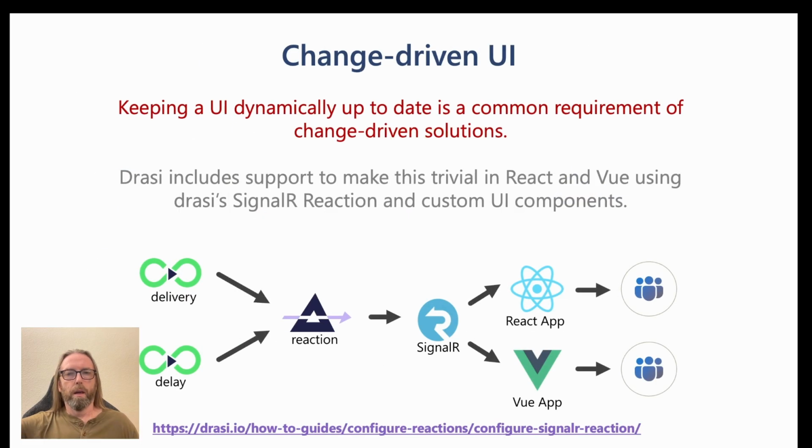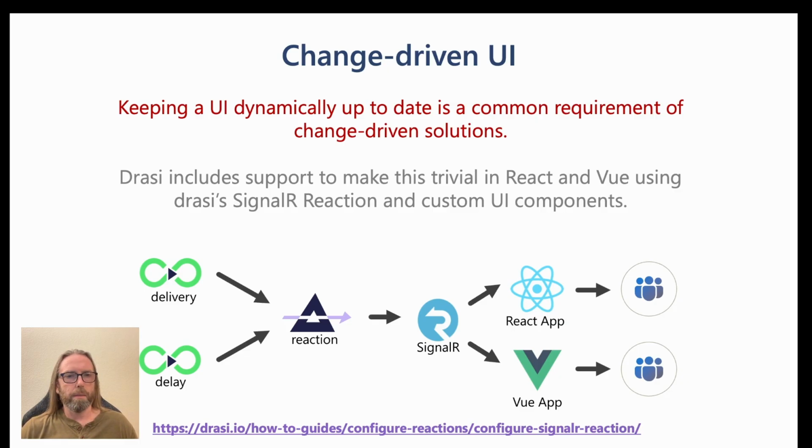So one thing that is very common in change-driven solutions is the need or the desire to keep some UI, or part of a UI, dynamically up to date based on the results of a query. And this is true in our demo app. We've seen little dashboards that keep the display of orders that need to be taken out to cars, or vehicles that have been waiting too long. So that's part of the solution that we have seen. And Drasi provides a really novel way of achieving these, what we call change-driven UIs.